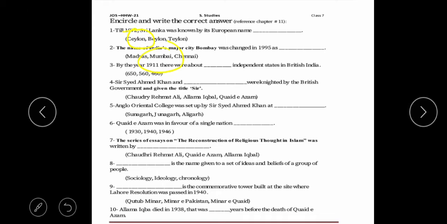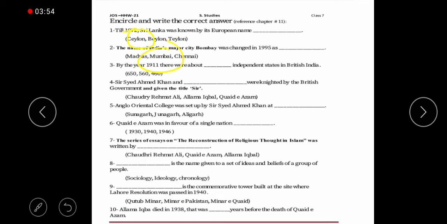Okay, ji. Sir Syed Ahmad Khan and dash were knighted by the British government and given the title Sir. You know, Sir Syed Ahmad Khan and Sir Allama Iqbal. Okay, they were both given the title of Sir by the British government. The Anglo-Oriental College was set up by Sir Syed Ahmad Khan at Aligarh.